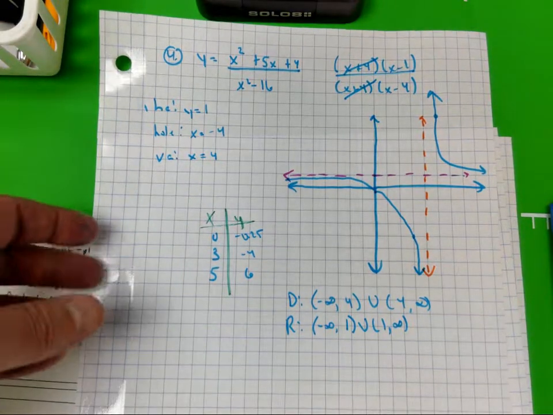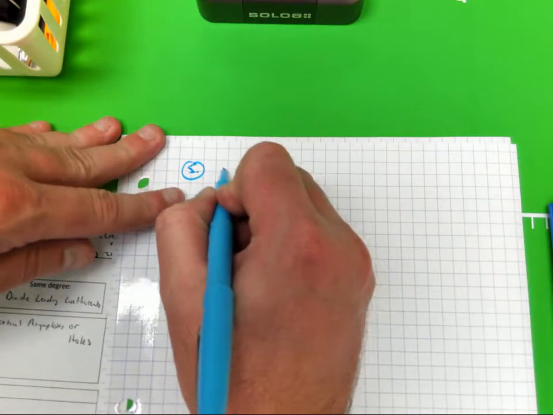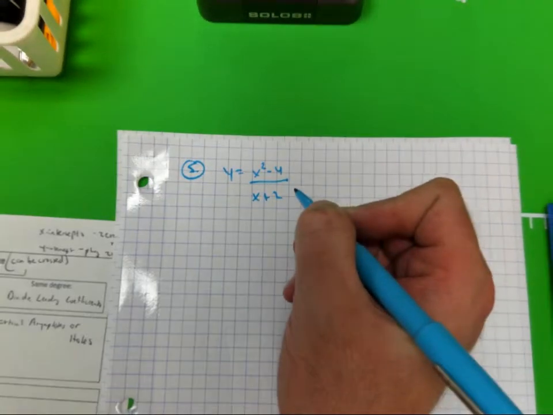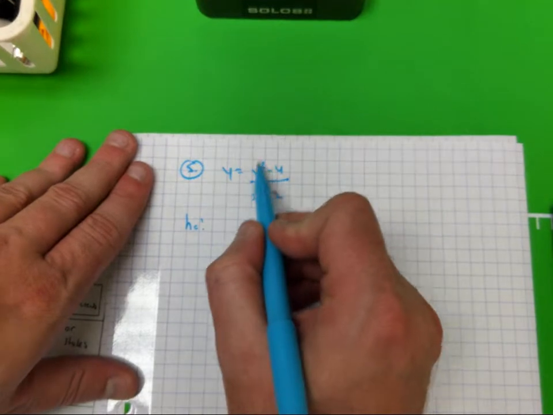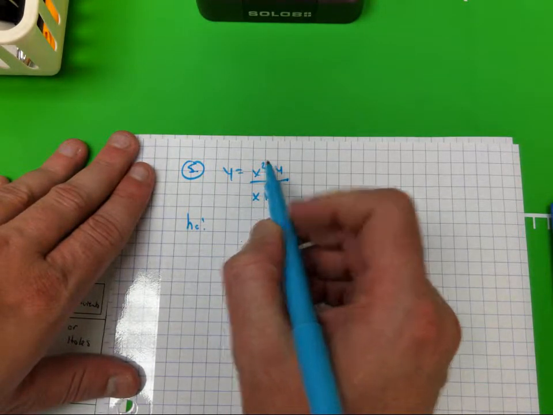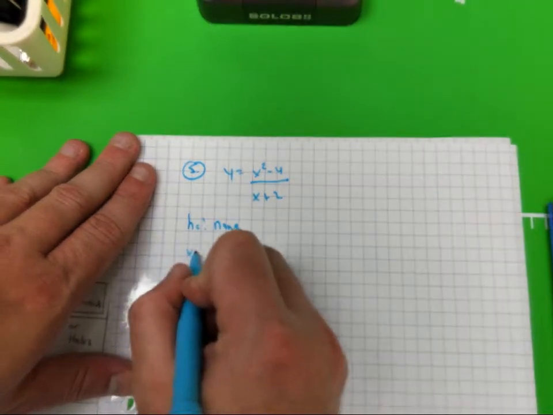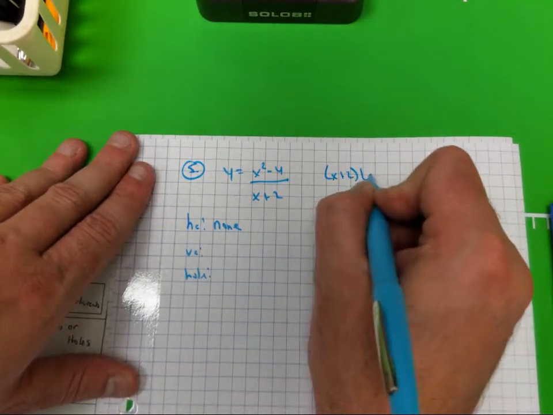Alright, and the last one we'll do is number 5 today. Let's look at number 5. y equals x squared minus 4 over x plus 2. First, horizontal asymptote. The degree is higher in the numerator. Higher in the numerator, so that means none. There's not one. Now, we're going to put VA and hole down. We're going to factor it.